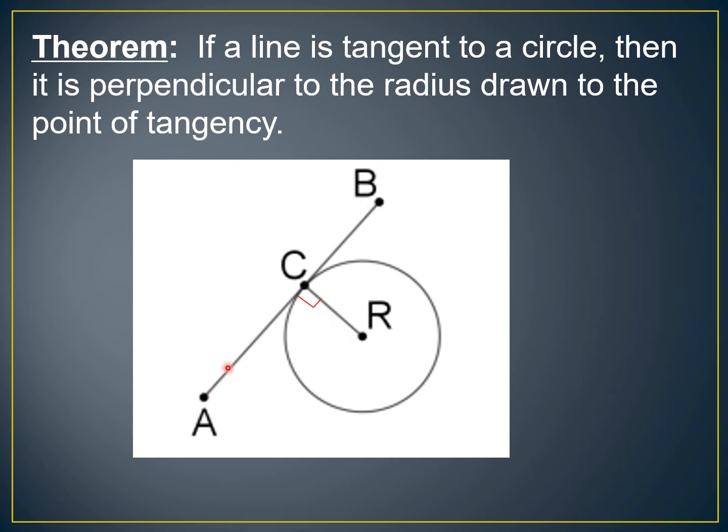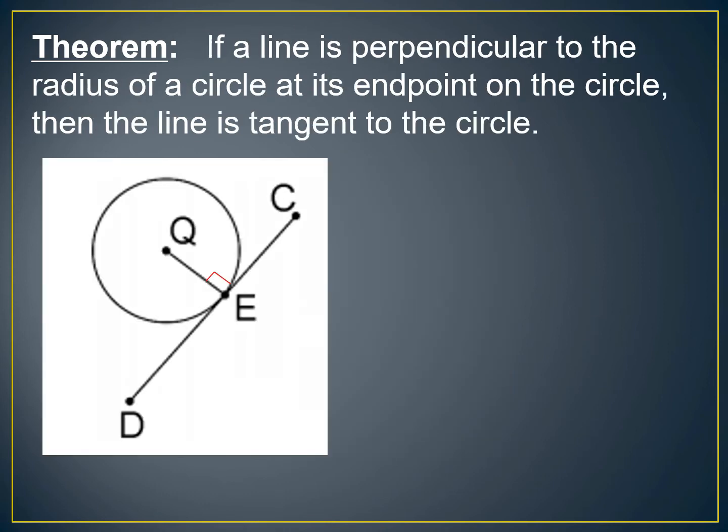Kapag meron tayong given na tangent line, automatically, yung radius na drawing dun sa point of tangency at saka yung tangent line is perpendicular. When we say perpendicular, they will create a right angle kapag nag-intersect silang dalawa.